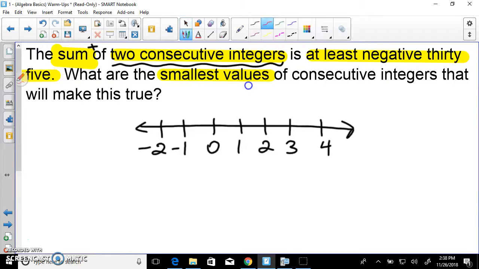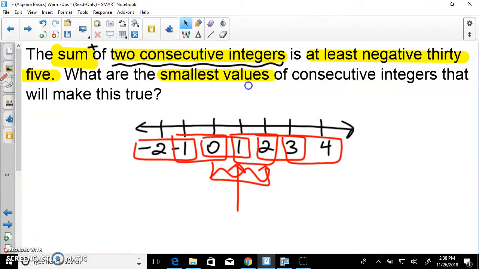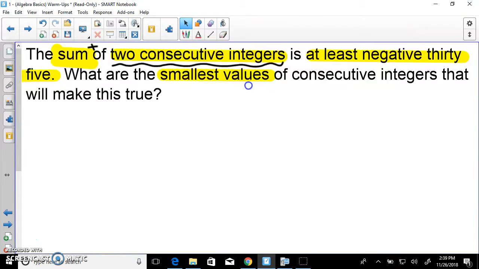to each other. So we could say that negative 1 and negative 2 are consecutive, or negative 1 and 0. We could say 2 and 3, or 3 and 4, 1 and 2, or 0 and 1. Would 0 and 2 be consecutive? No, because there's a 1 in between them, so they're not consecutive. Consecutive means they're right next to each other on a number line, and they're separated by a value of 1.